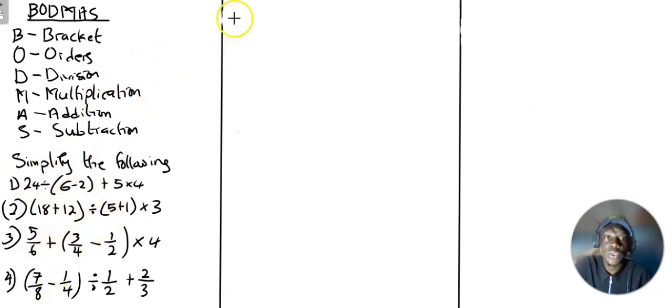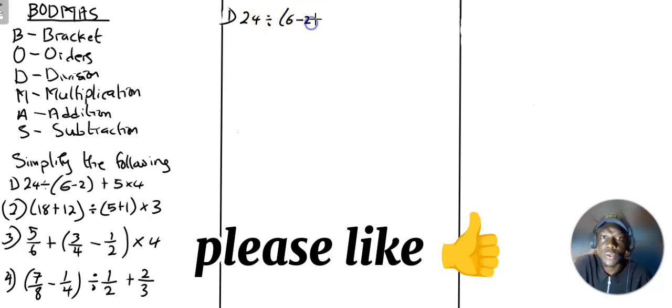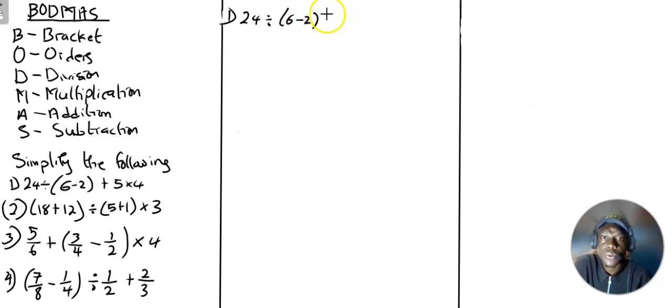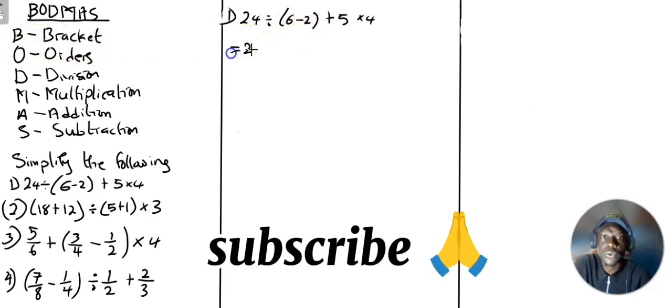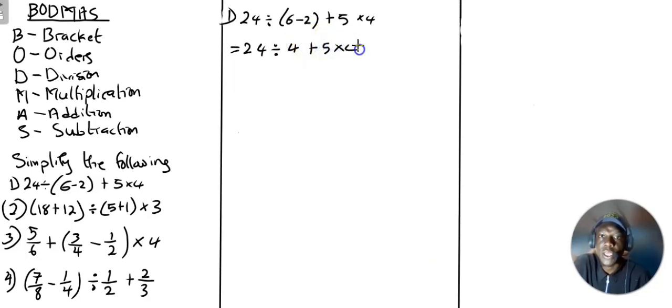Okay, now the first question here, we have 24 divided by (6 minus 2) plus 5 times 4. Now what are we going to do? According to BODMAS, we'll solve the bracket first because bracket is the first thing here. So we'll solve the question in the bracket first. That means we have this is equal to 24 divided by 6 minus 2 is 4, divided by 4. So write that 4 here, then plus 5 times 4.